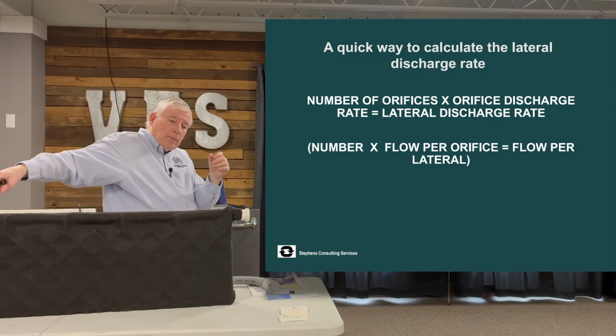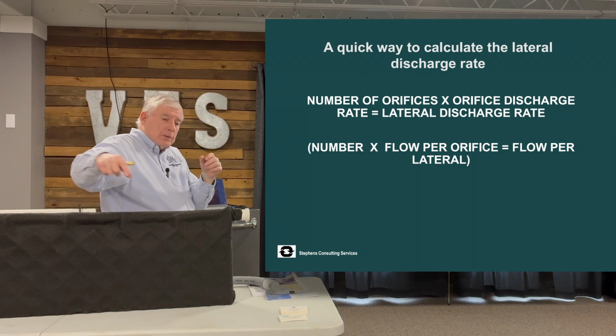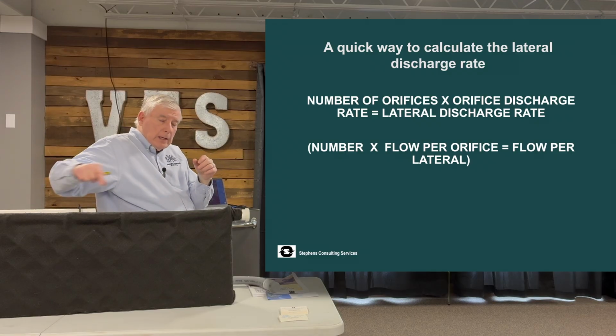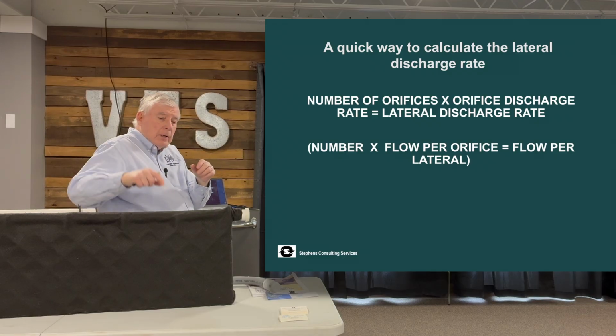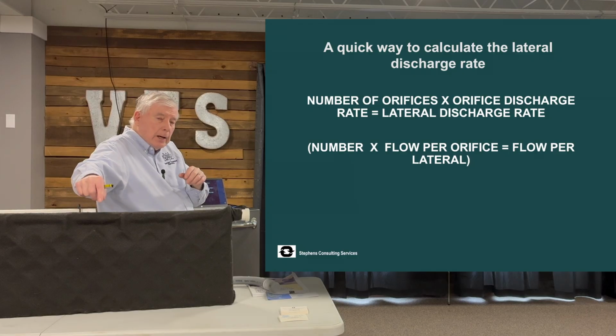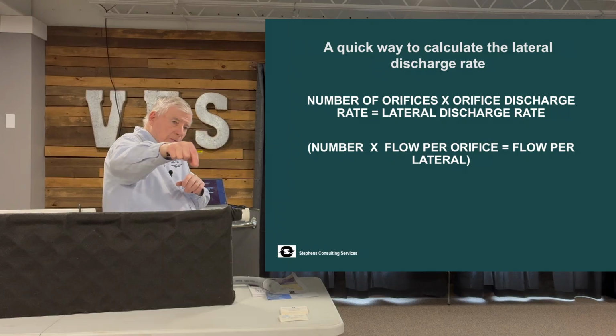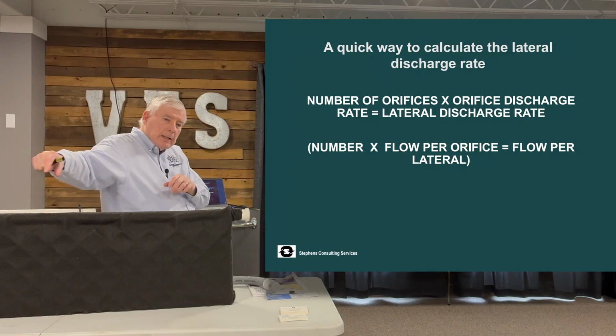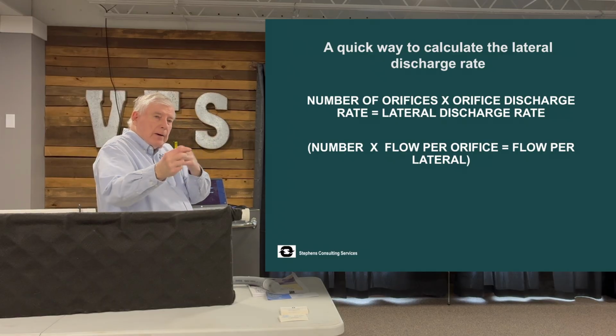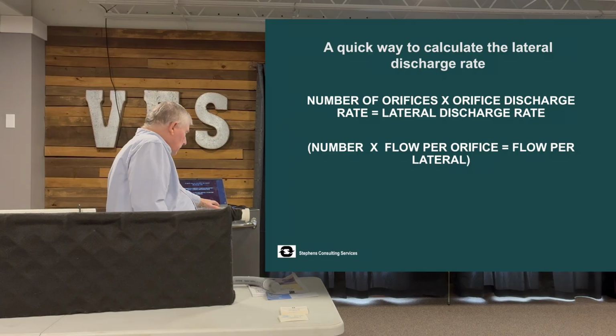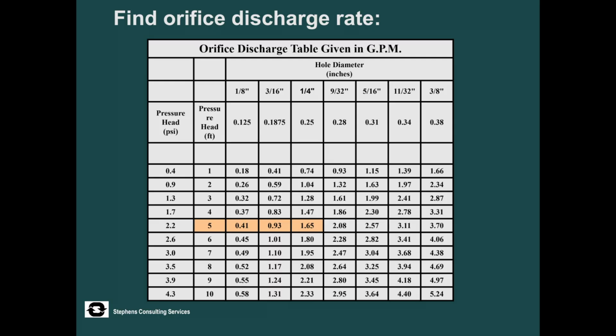So if I've got 15 modules, orifices in one lateral, and I've got 10 in another, the lateral discharge rate for 15 is one number, the lateral discharge rate for the next one is 10, so that's a different number, so you may have to do that mathematically and add them up yourself. But basically, notice the difference.